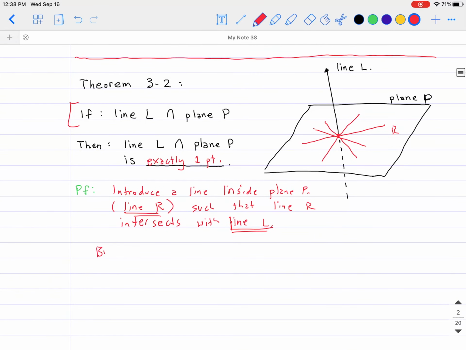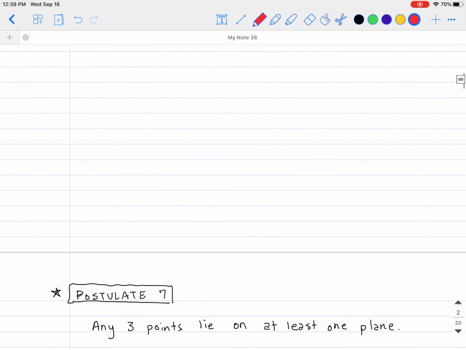So we can say by Theorem 3.1, there is exactly one point that is the intersection between line L and line R. And right there, that's the proof, because all I need to show is that the intersection is going to be a single point. And remember, that line is in the plane, so therefore the plane's intersection is going to be just that one single point as well. All right, so there's your theorem for 3.2. And we're probably going to use that in the near future, so keep that in mind.